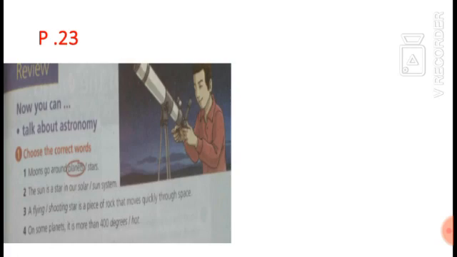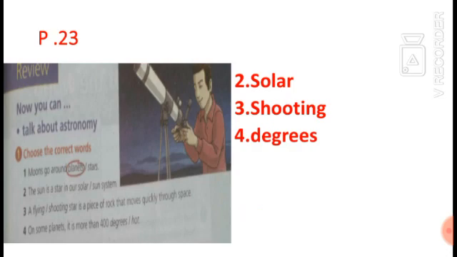Now open your book, page 23. Answer this question. Choose the correct words. Number 1: Moons go around planets. It's already answered. Number 2: The sun is a star in our solar system. Number 3: A shooting star is a piece of rock that moves quickly through space. Number 4: On some planets, it's more than 400 degrees.